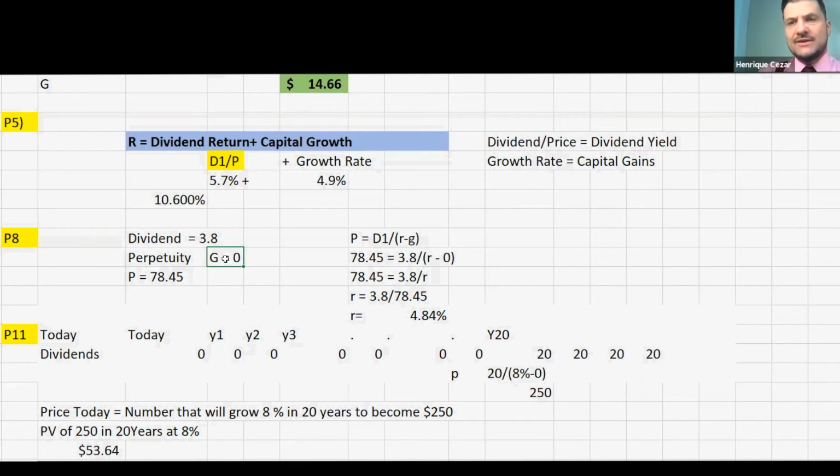And they don't have to pay dividends in that case. But if they promised that they would, then they have to pay once the company's financial position starts improving. All right, perpetuity is a very simple problem because there's no growth rate.